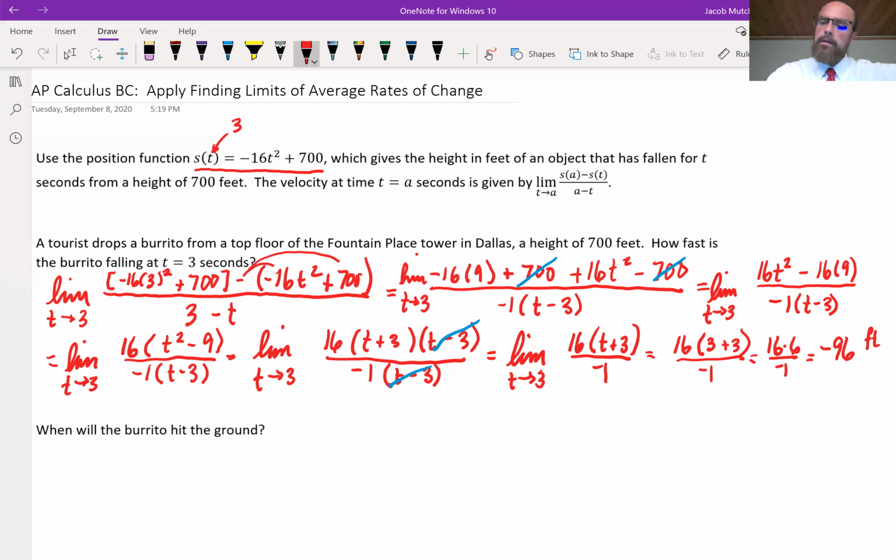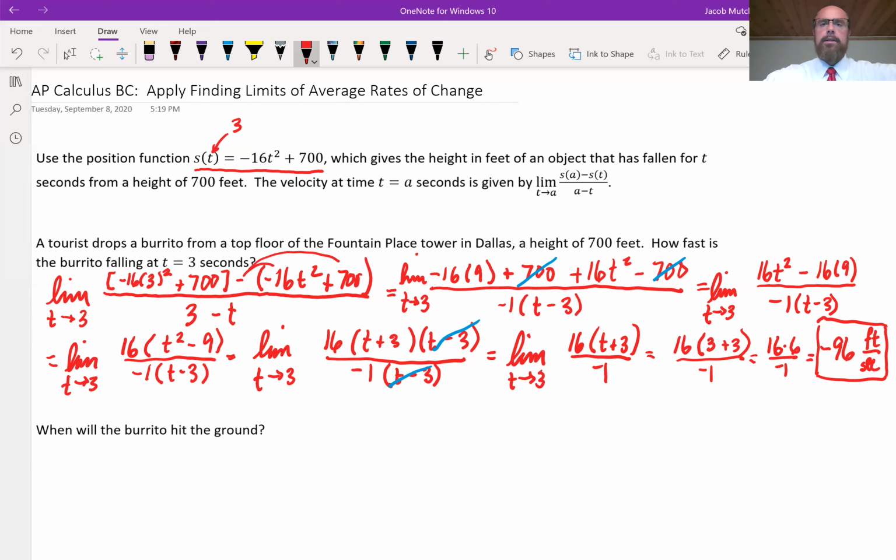And if I think about it in terms of the falling burrito, that's its velocity, negative 96 feet per second. Why is that negative? Well, remember from physics that velocity is a vector. So it's got both a magnitude and a direction. And as it's falling towards the Earth, we would consider that the negative direction, whereas away from the Earth would be positive. Okay, so first question answered there.